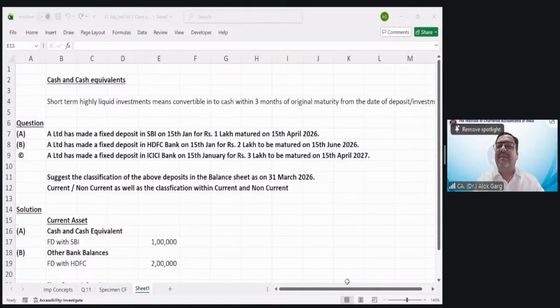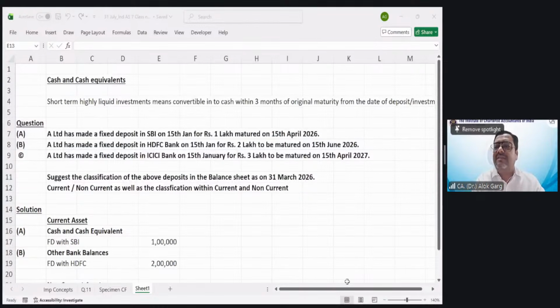But in real life, generally it does not happen. In real life, whatever is the original date of maturity, you will go by that. Even if your question says that the management is clear or the management expects, while the original maturity is 15th April 27, but management expects to redeem it in December 2026, then it has to be shown as a current asset, other bank balances. Is that clear?